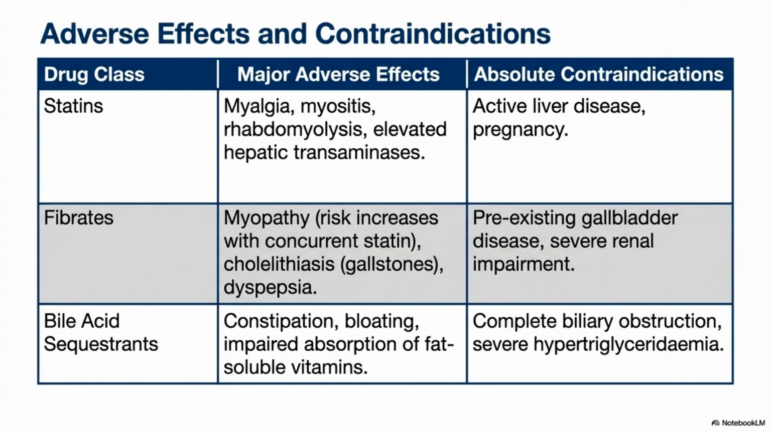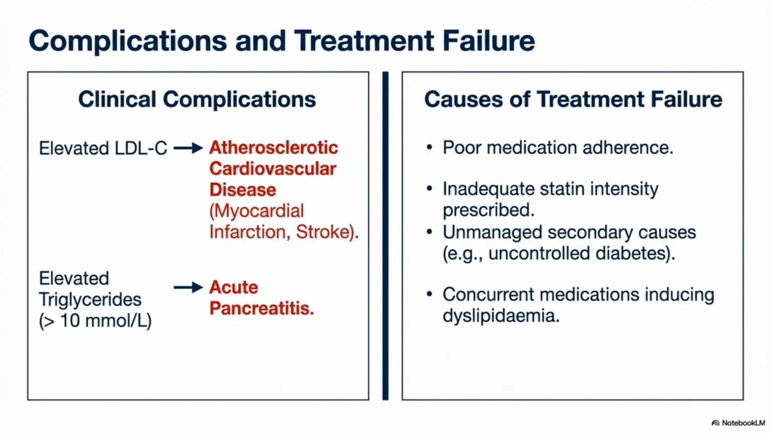Fibrates can cause myopathy and gallstones and are contraindicated in severe renal impairment and pre-existing gallbladder disease. Complications of elevated lipids include atherosclerotic cardiovascular disease from high LDL-C and acute pancreatitis from elevated triglycerides. Treatment failure can stem from poor medication adherence, inadequate statin intensity, or unmanaged secondary causes.